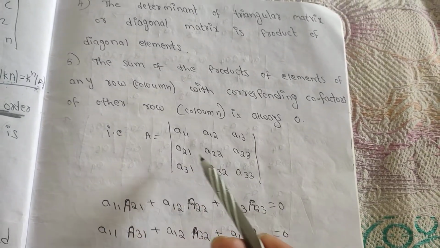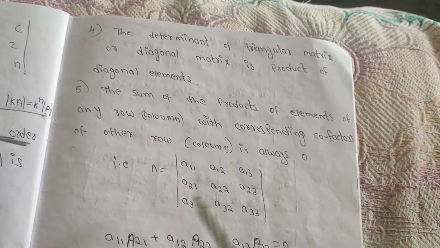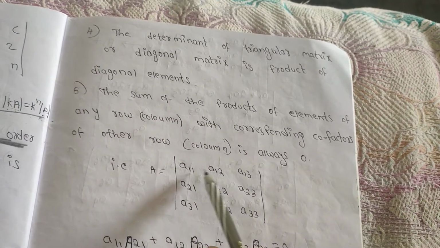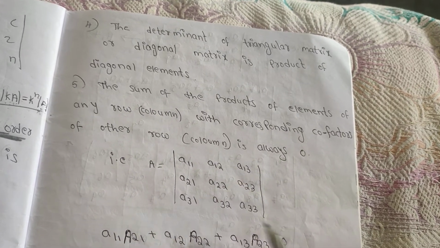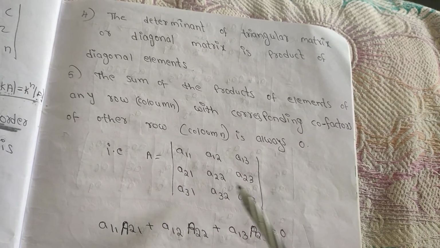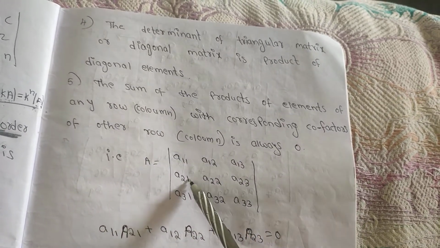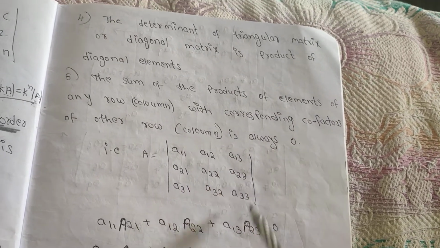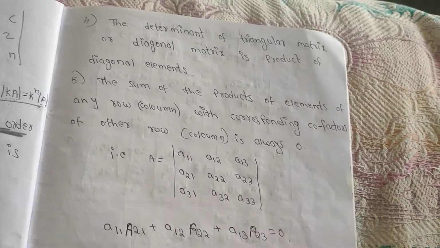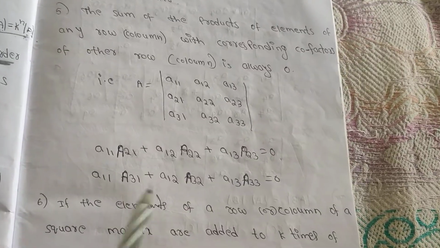Let us consider A equal to a11, a12, a13, a21, a22, a23, a31, a32, a33. This is the matrix. So take the first row and go for the second row cofactors. So a11 into capital A21, a12 into capital A22, a13 into capital A23. This gives 0. You go for one example, no problem. Okay, you try it, or if any doubt, please ask me.